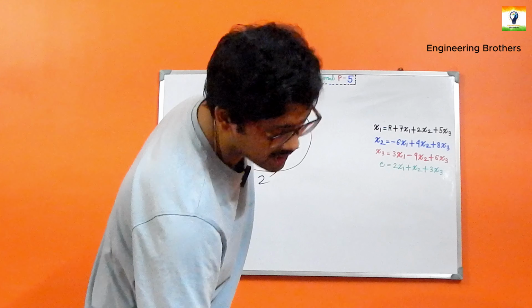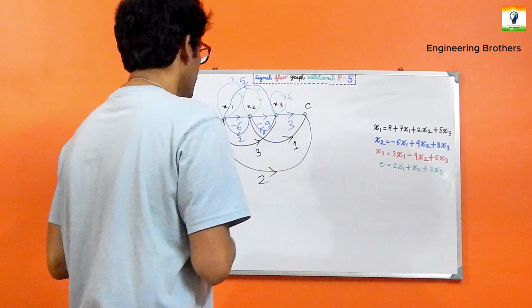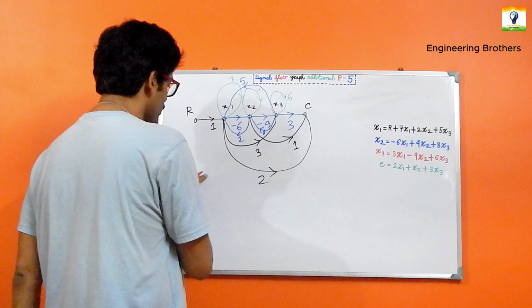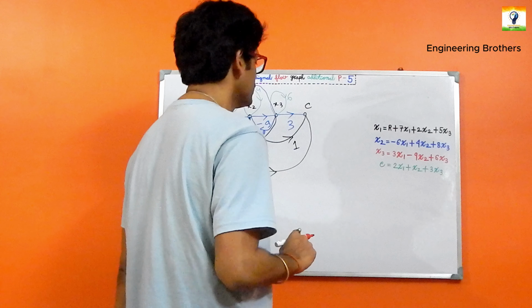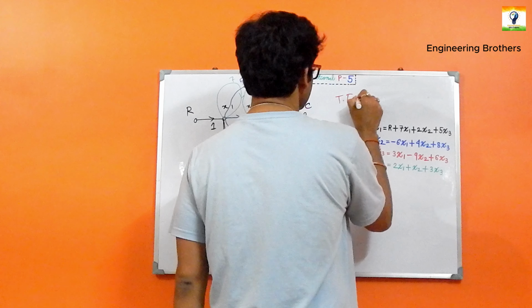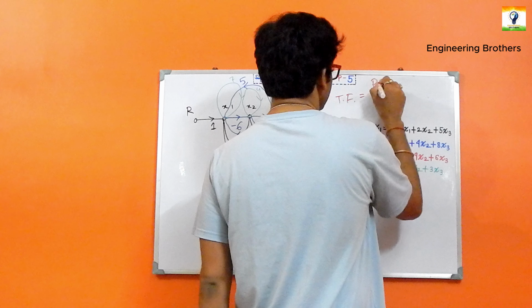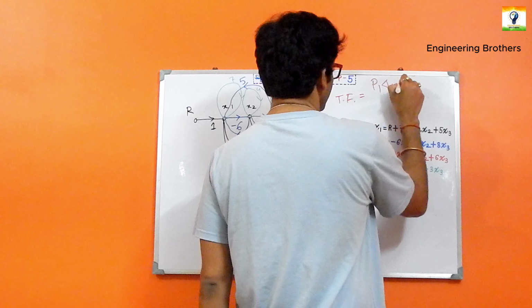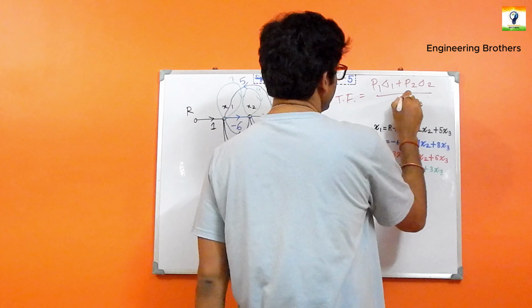In our previous part, we have formed the signal flow graph. Now we just need to consider our much needed Mason's gain formula. So what is Mason's gain formula? The transfer function will be, say, P1 delta 1 plus P2 delta 2, divided by delta.